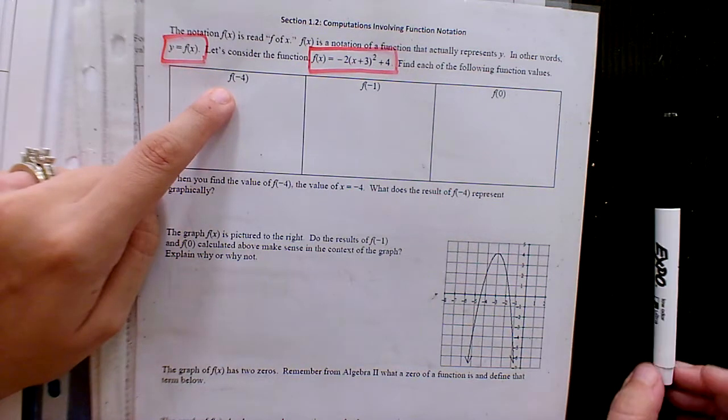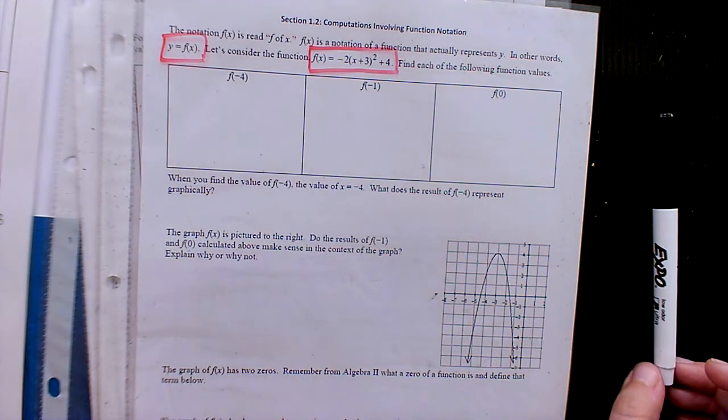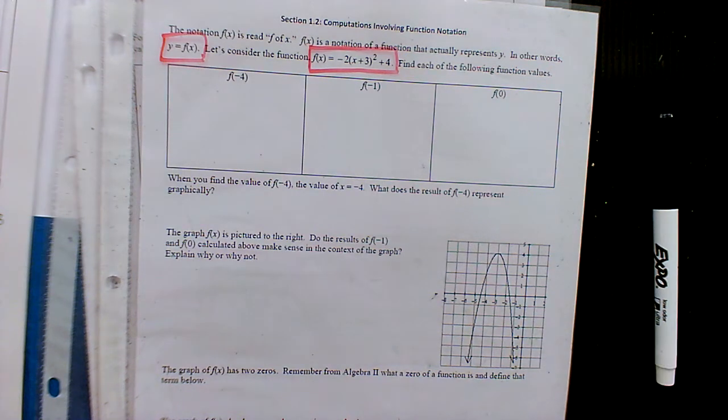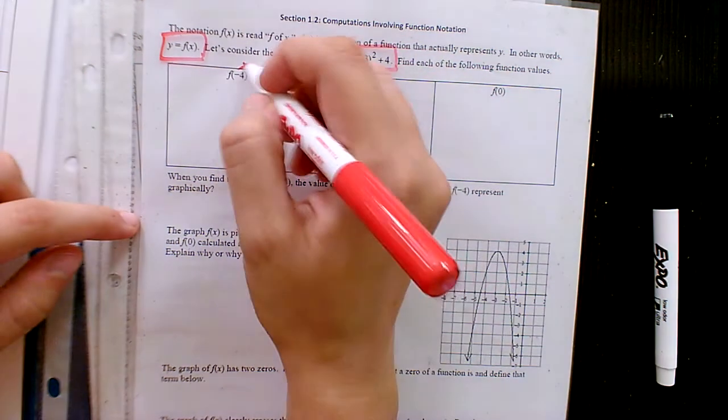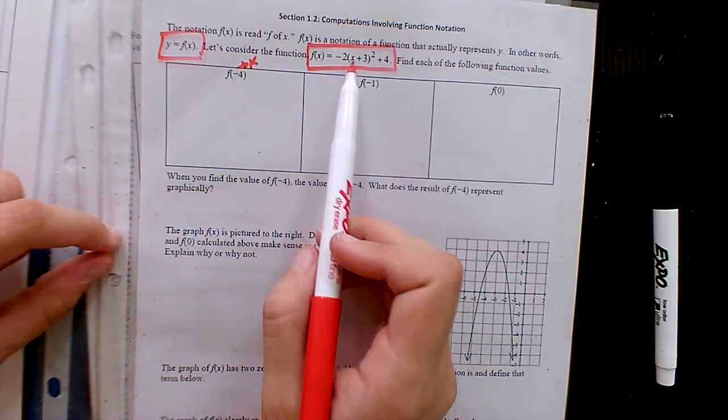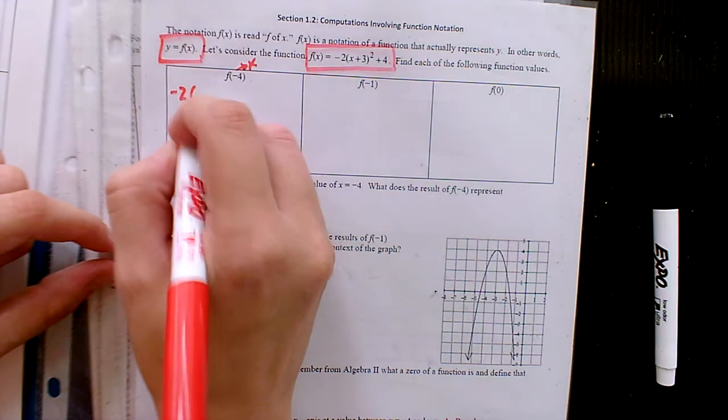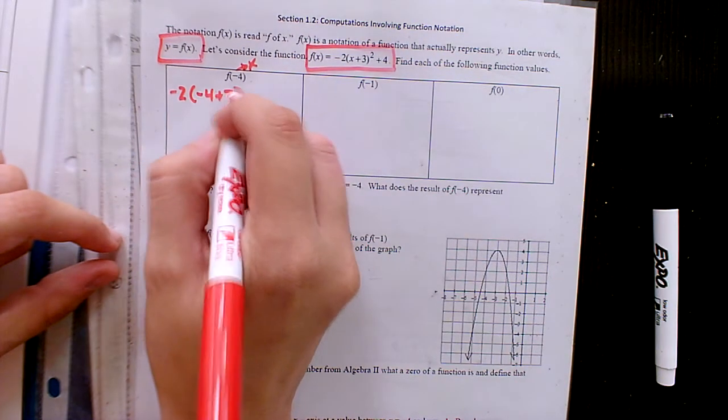What if I wanted you to find f of negative 4? What's that asking us to do? Or what does the negative 4 represent? What do you think, Lainey? That's an x value. All right, so I want you to plug in negative 4 into that x and see what you get.